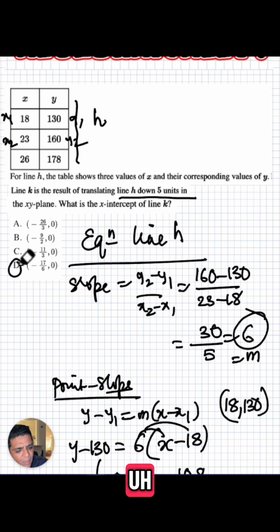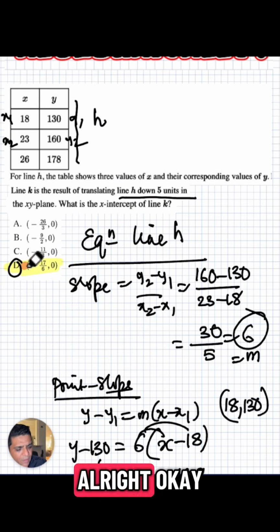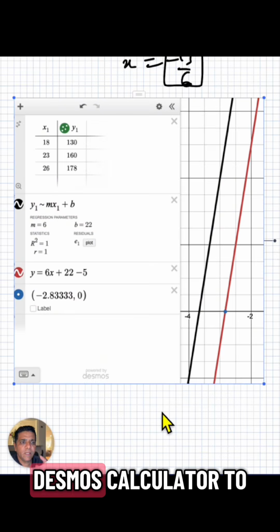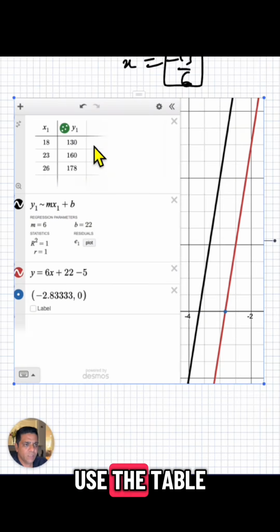Let me know, and we are going to solve it using the Desmos calculator in just a minute. All right, let's use the Desmos calculator to solve this now. I put my points in: I click the plus here, and then use the table option and put the points.